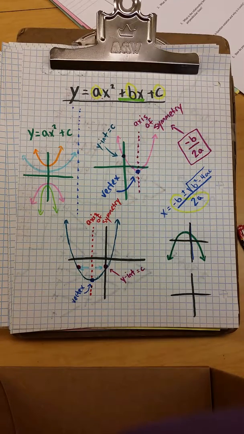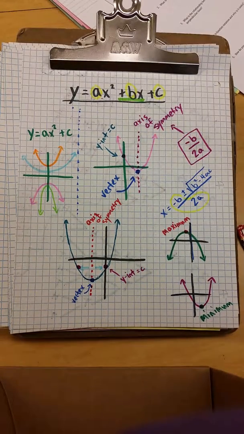Two more quick notes. On a frowny face parabola, the vertex is called a maximum, and on a smiley face parabola, the vertex is called a minimum.